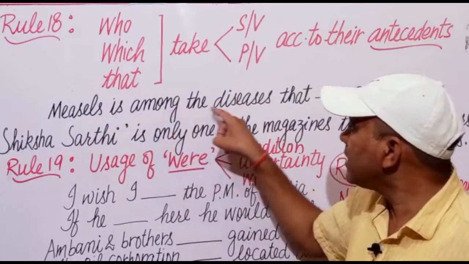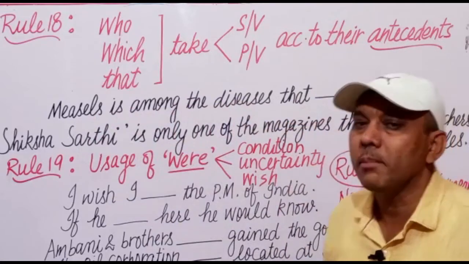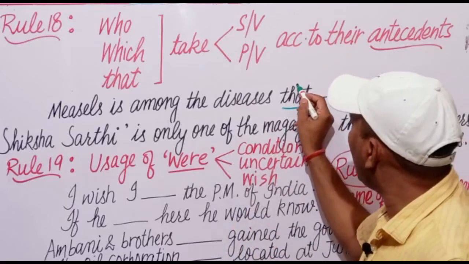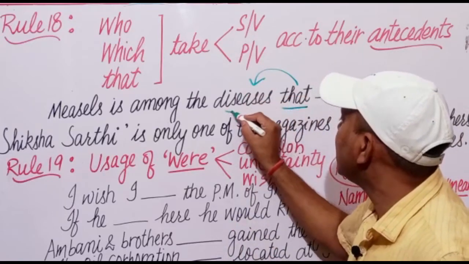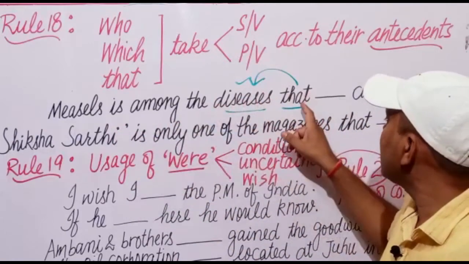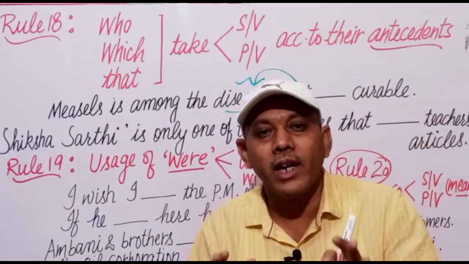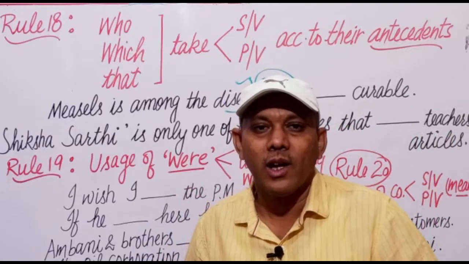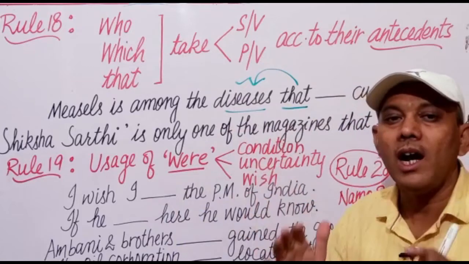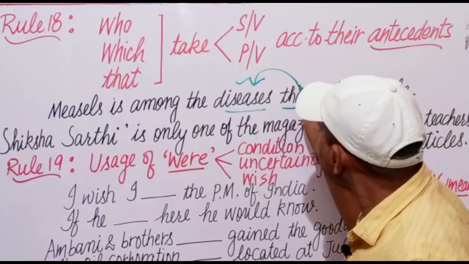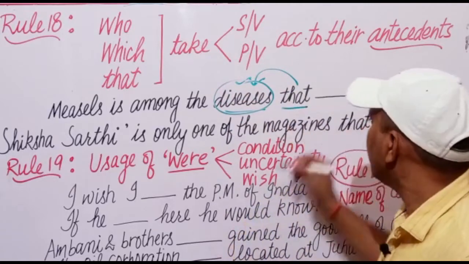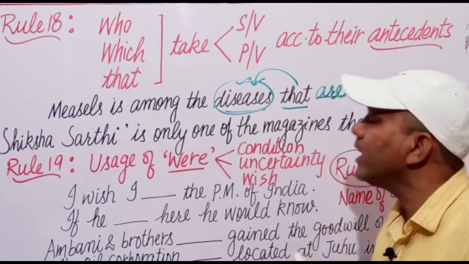Here, among the diseases that dash curable. Here, this word 'that' qualifies, modifies this word 'diseases'. Measles is among the diseases that curable. Fill in is, am, are. We can't fill 'am' here. We should fill either 'is' or 'are', as the antecedent of 'that' is 'diseases', which is plural in number. So, we shall fill in: that are curable.